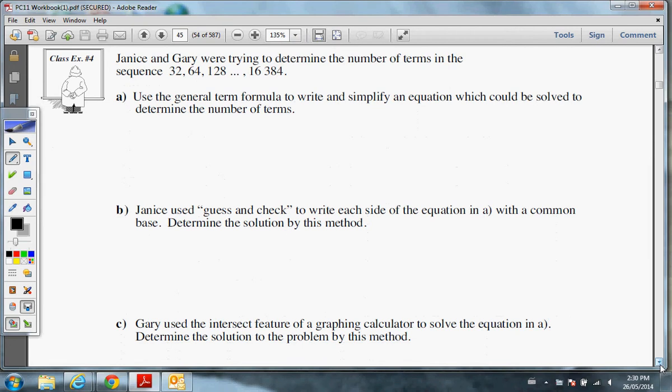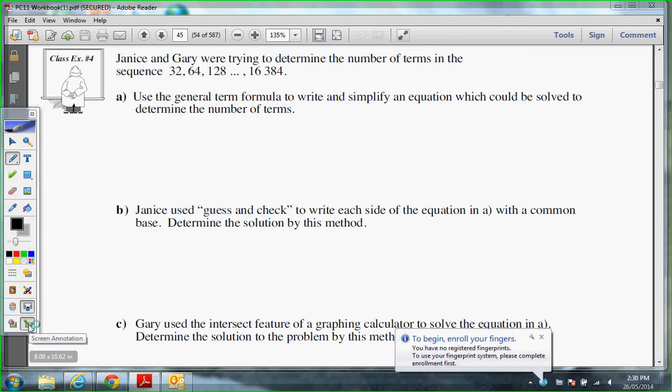All right, Janice and Gary are trying to determine the number of terms in the sequence 32, 64, 128, and so on, up to 16,384. Use the general term formula and simplify the equation to be solved to figure out the number of terms. Just like we did with the arithmetic, it gives me the end. I need to figure out what term number that is, so I'm going to work backwards.